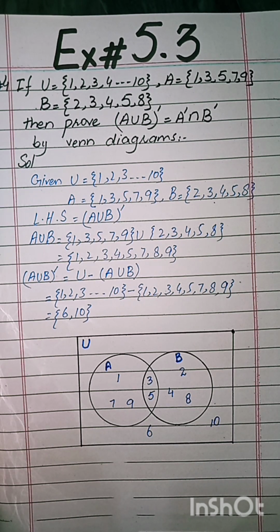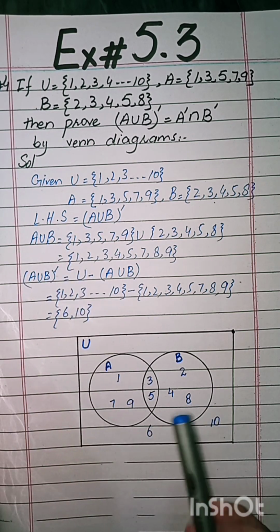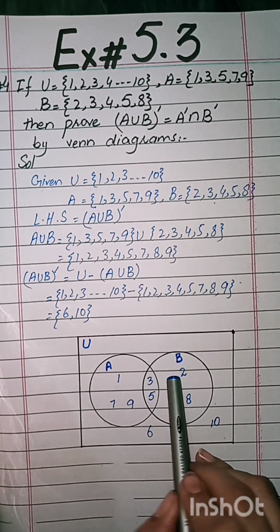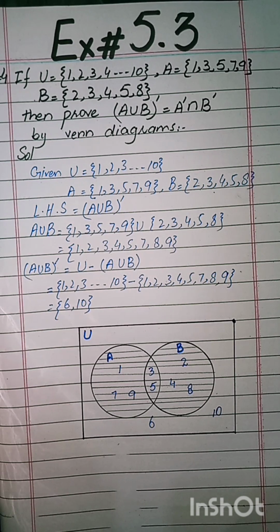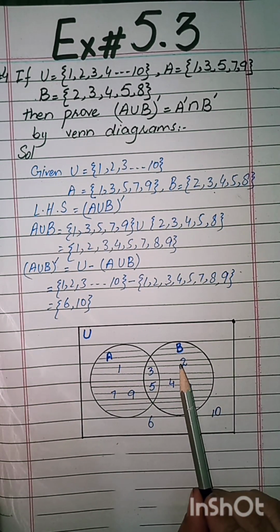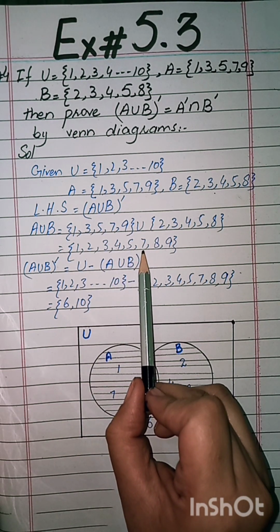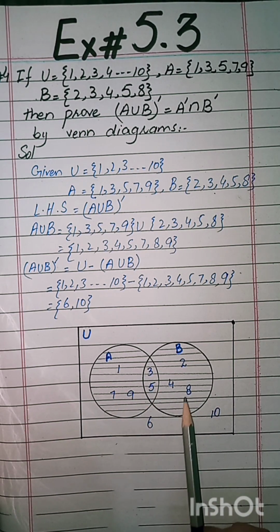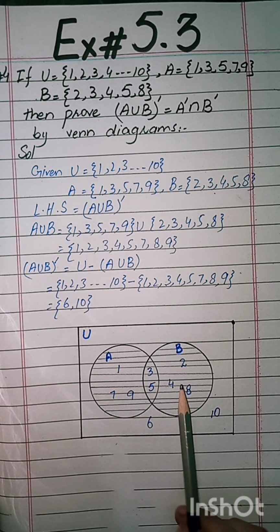So when we have to find A union B, A union B means the set A combined with the set B. So for this we have to draw horizontal lines which represent the union of A and B. Look, 1, 2, 3, 4, 5, 7, 8, 9. All the elements are represented in this.